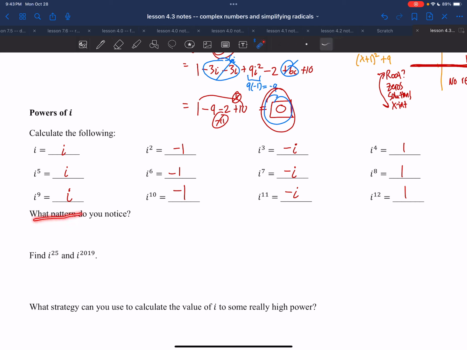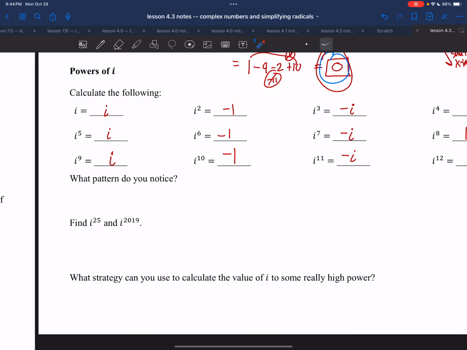And so it says, what pattern do you notice? Well, I just said it, right? Every 4 powers, 1, 2, 3, 4, then it goes back and repeats between these 4 values, basically, right? It's kind of interesting. What other numbers even do that? What other numbers, when you raise them to powers, cycle through themselves this way? That's kind of interesting, right?